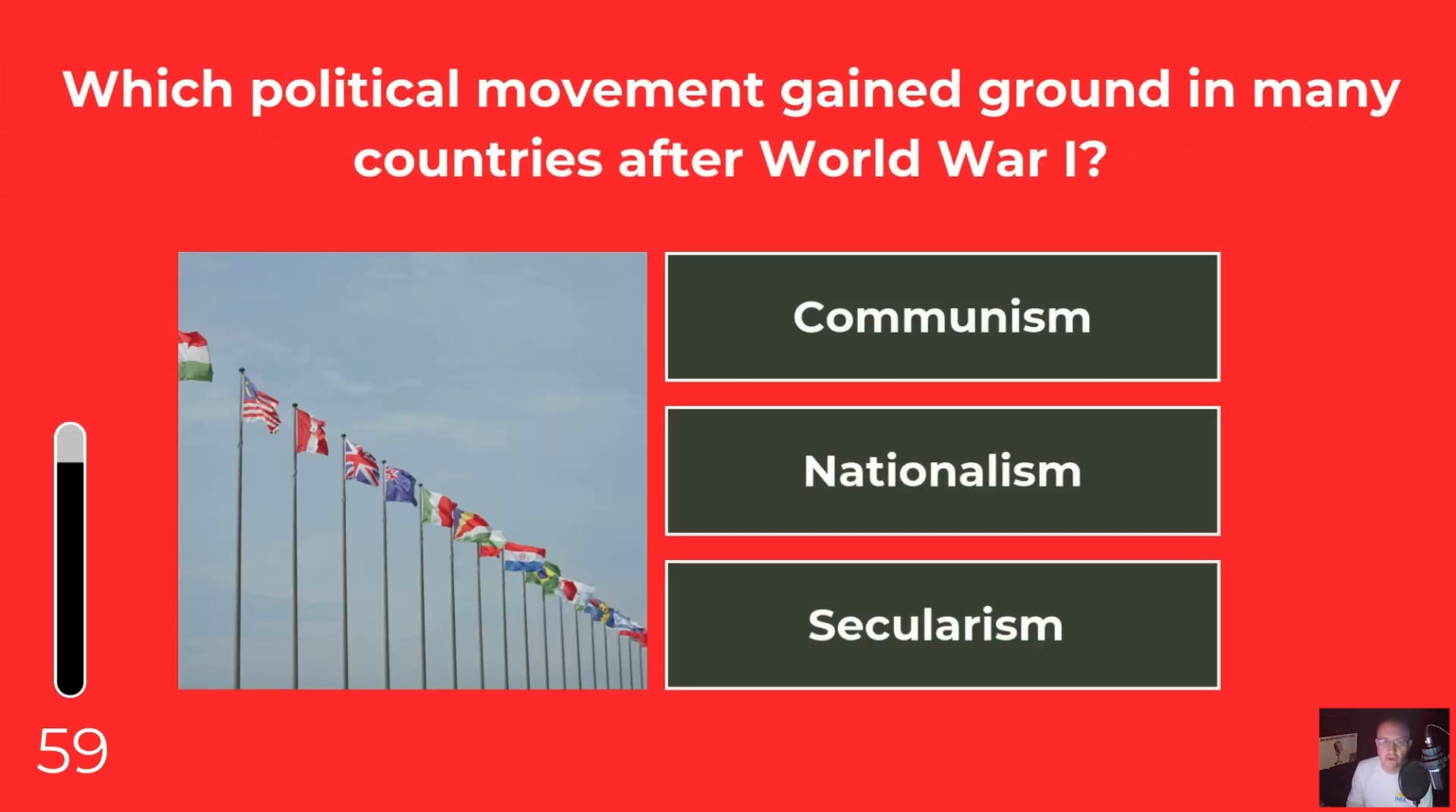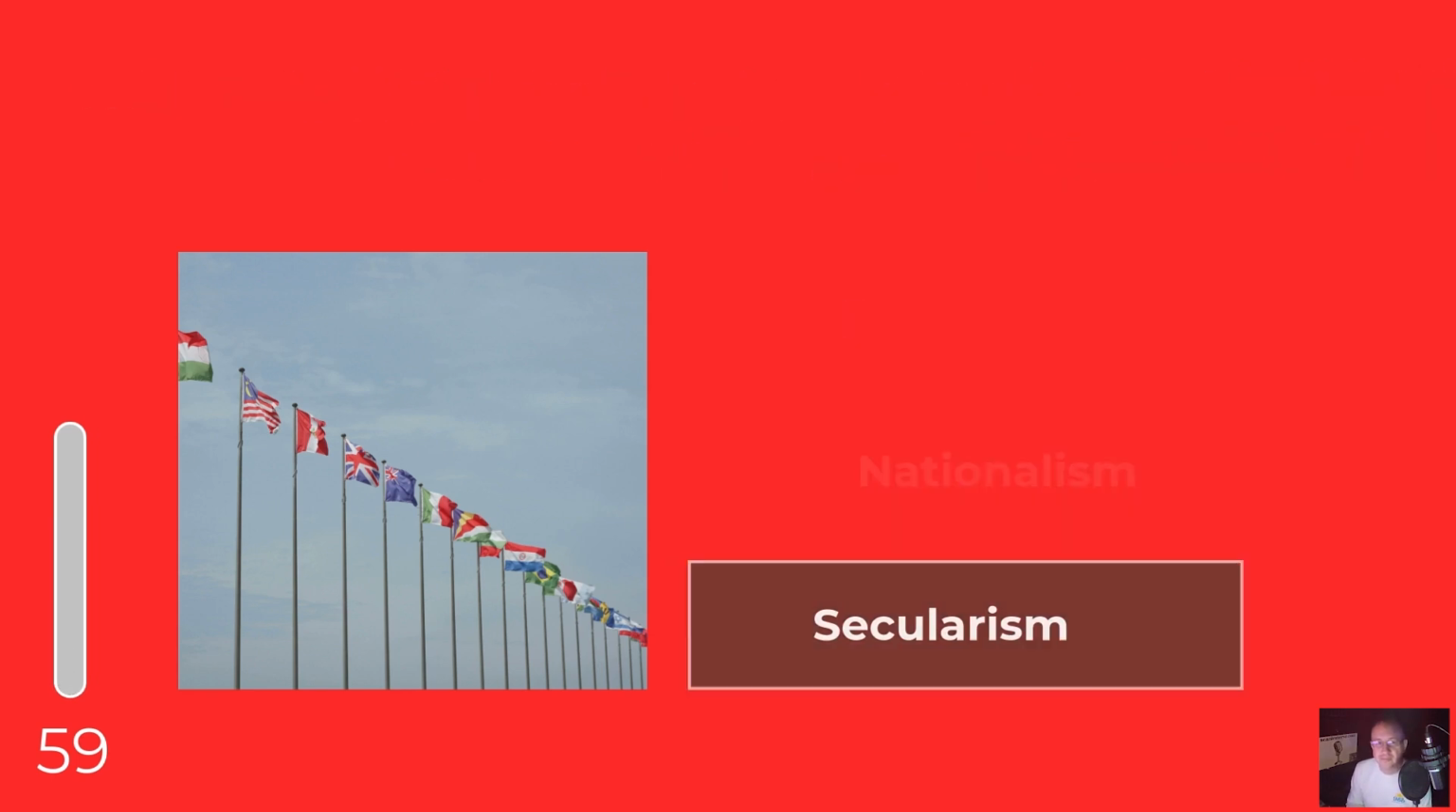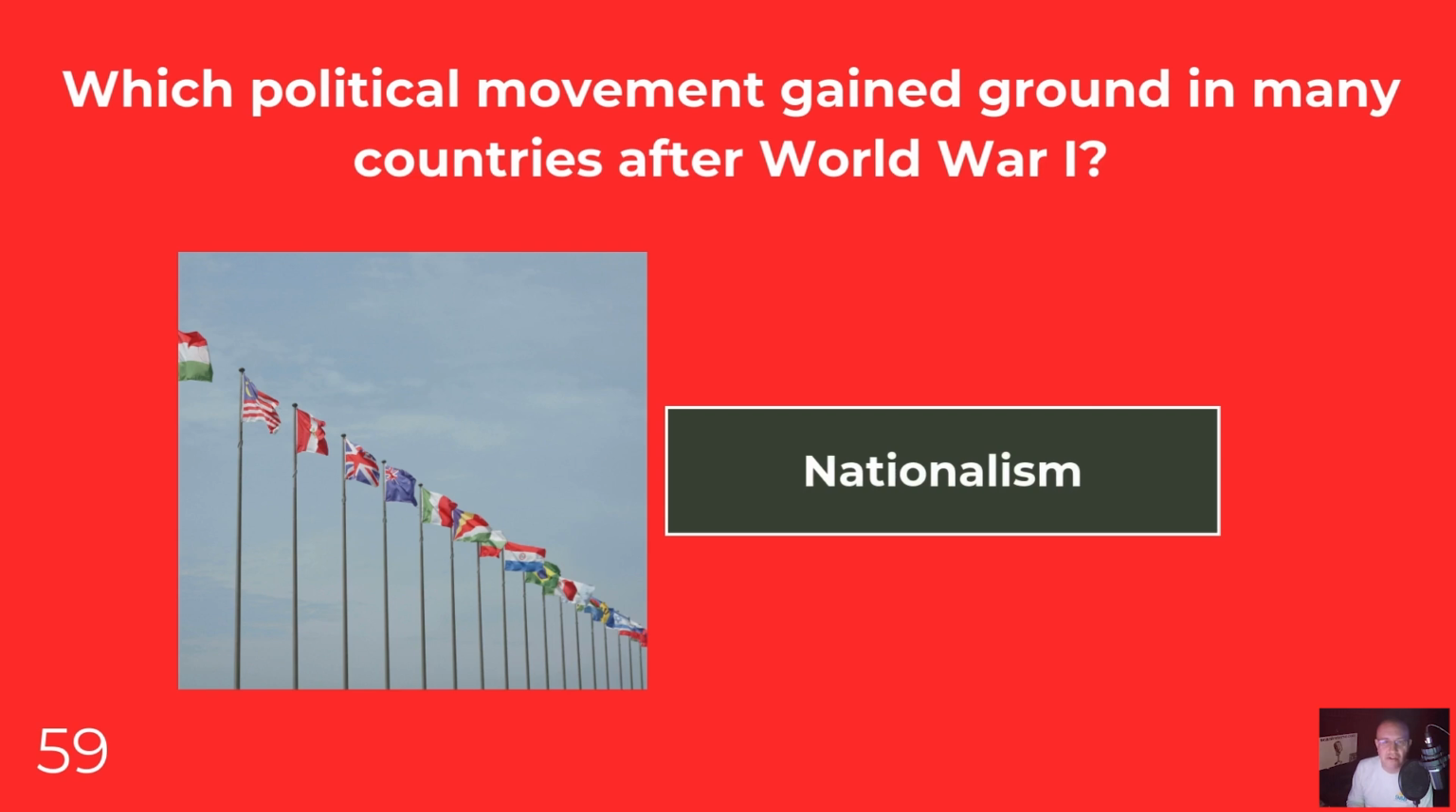Which political movement gained ground in many countries after World War I? Was it communism, nationalism, or secularism? Nationalism gained ground in many countries.